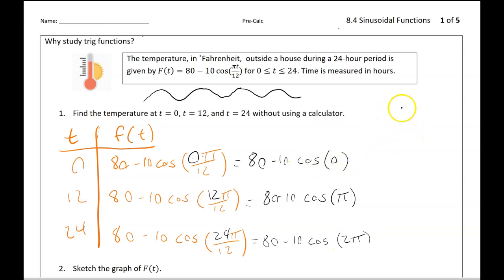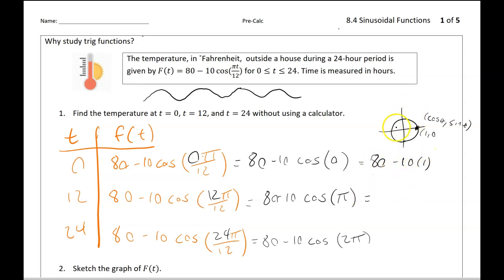And to do that, I might draw a little sketch of a unit circle. And I have this point 0 for cosine of 0. Remember, cosine is the x values, right? So the points are always cosine, comma sine. So at 0, this would be the point 1, comma 0. So this whole thing evaluates to 1, right? So it would become 80 minus 10 times 1.